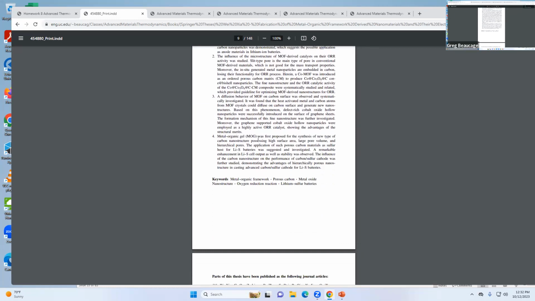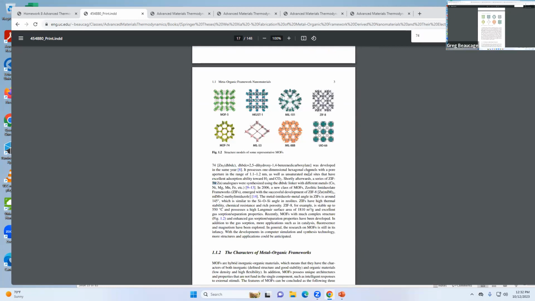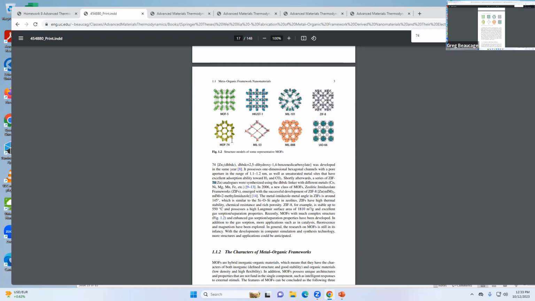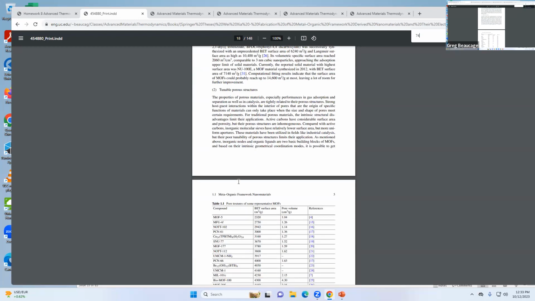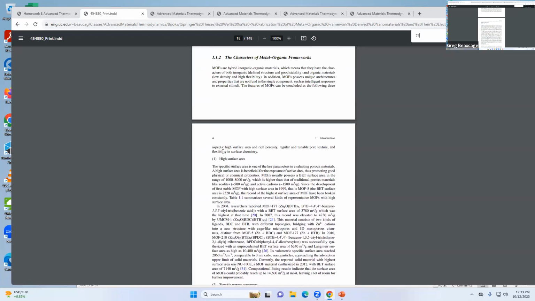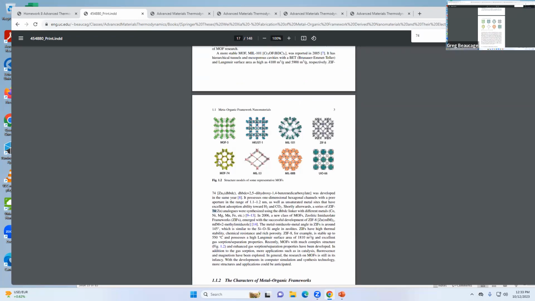In this paper, they're doing MOF 74. Maybe that's not the name of it. Anyway, MOF 74, which I noticed he doesn't exactly describe very well. They always show these graphics, and micrographs that show that kind of structure.